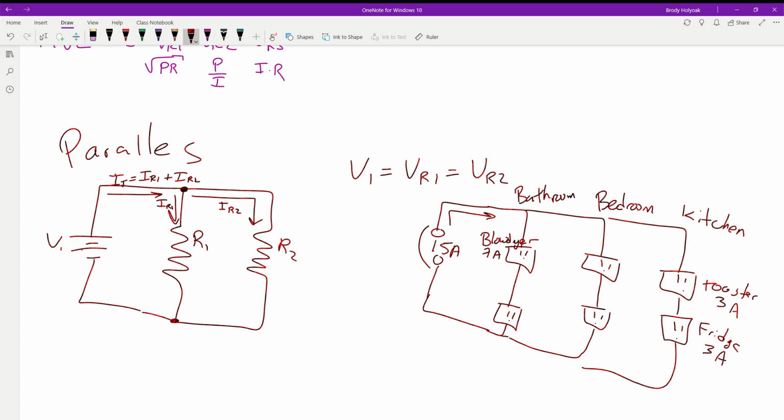Let's say we go into the bedroom. Let's say you have a microwave in your bedroom. They're going to be pulling more current. So in this case you have a microwave. Those are going to be pulling another 7 amps. You fire this microwave up, what's going to happen? That thing's going to trip.